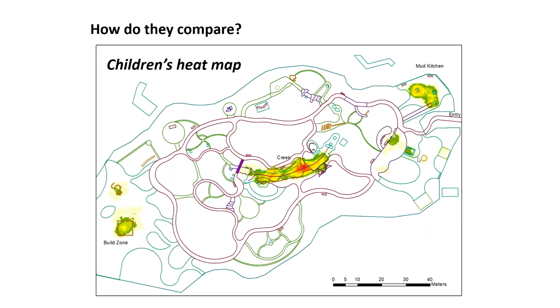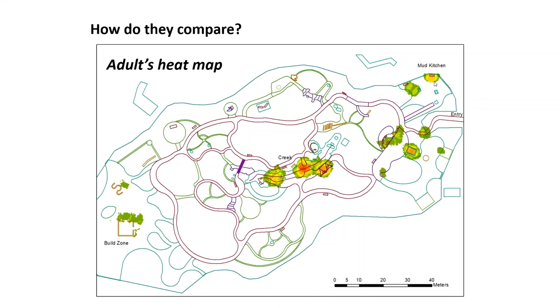This is the children's heat map, right? Let's look at the mud kitchen. This is the children, and we can see the children are clustered around these three areas right here. These were the water spigot, the workbenches, the heart of the activity in the mud kitchen. Then if we compare it to the adults, we see the adults are on the periphery. Again, these are benches. This was a shaded area. So adults on the periphery, around the benches, in the shade.